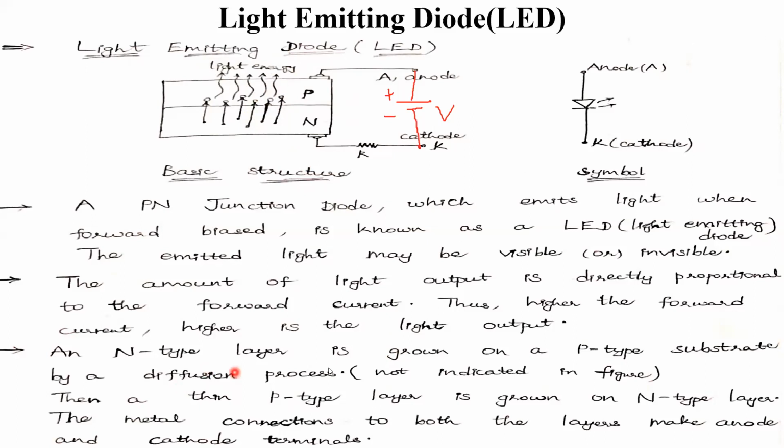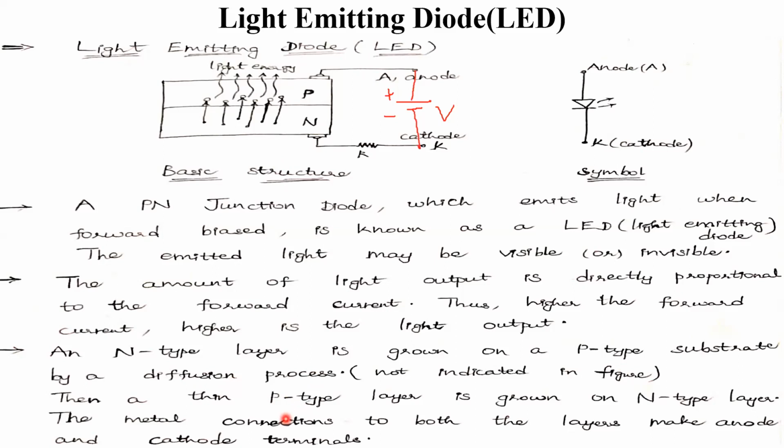An n-type layer is grown on a p-type substrate by a diffusion process. This is one type of fabrication process. It is not indicated here how that is going to be fabricated. Only the p-type and n-type layers sandwiched together are given here.